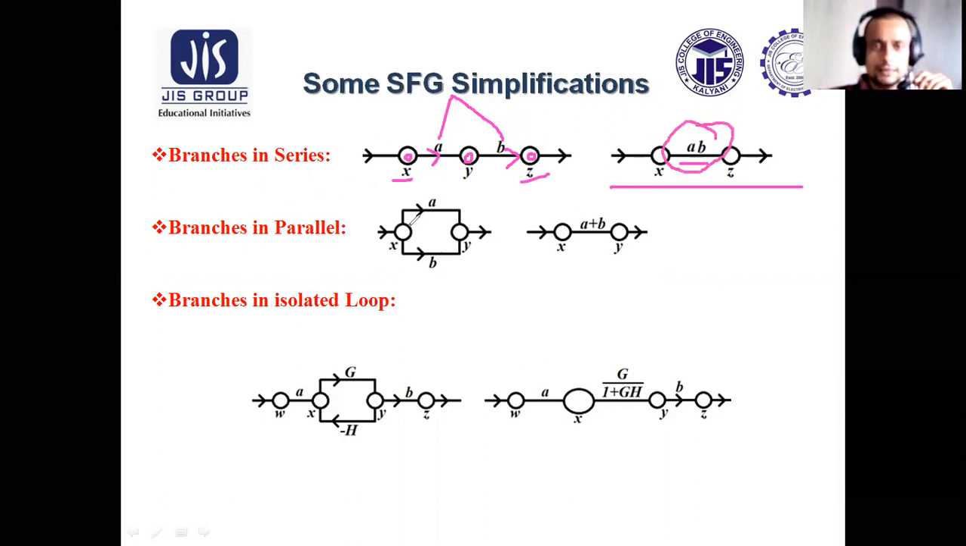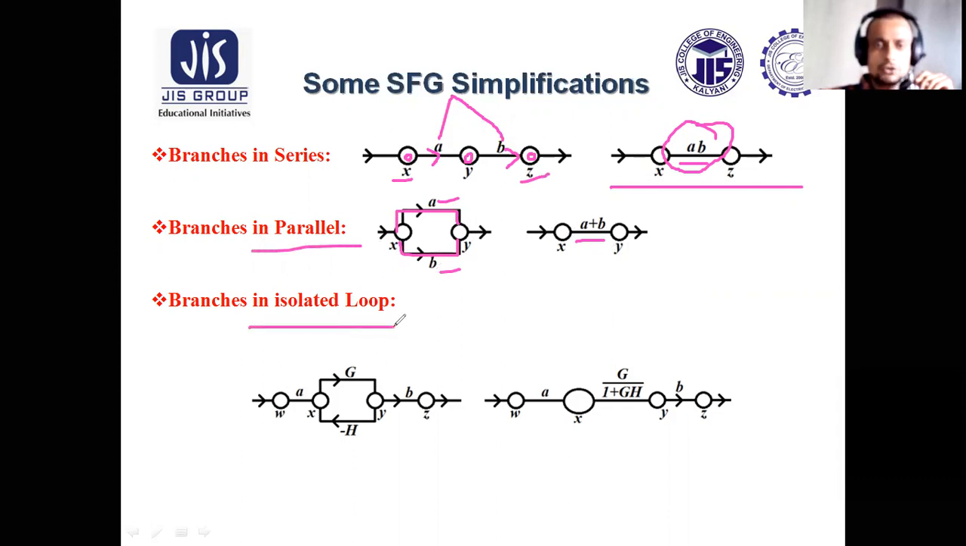Similarly, if branches are in parallel, see, two parallel branches are there in between two nodes. One has A transmittance, another has B transmittance. So like block diagram algebra, these two transmittances will be added up to make the parallel combination.